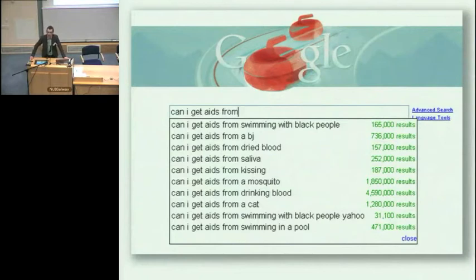Just the way the internet works and the way people use the internet itself suggests that misinformation is not really being filtered out. You don't have to go as far as Wikipedia to discover that. If you look at the autocomplete on Google, you will see the types of things people want to find out more about. Here are some examples. Now, the top one, can I get AIDS from swimming with black people, is a bit of a classic on the internet now.